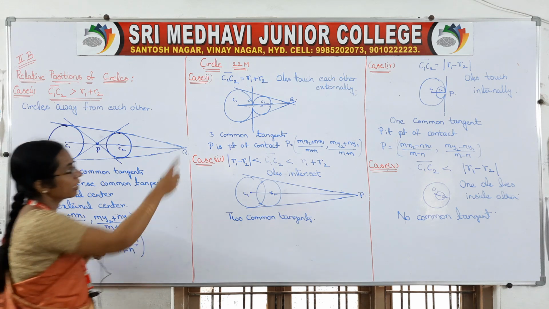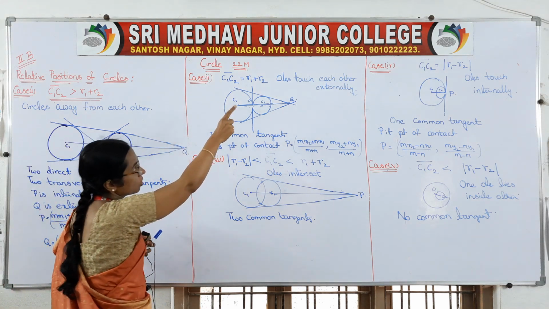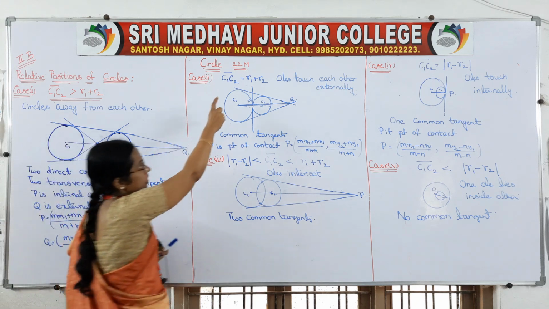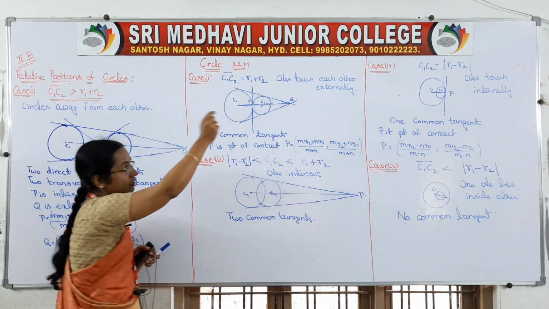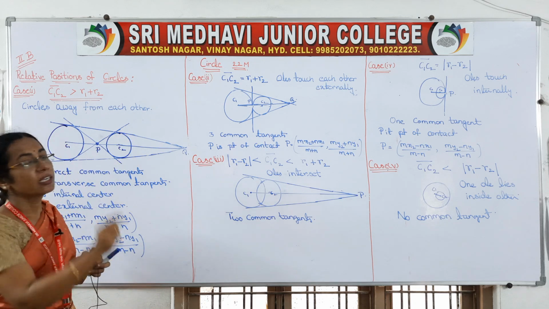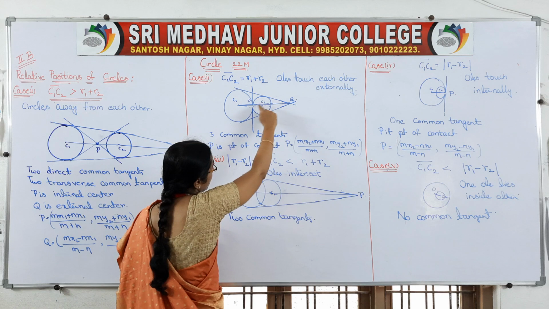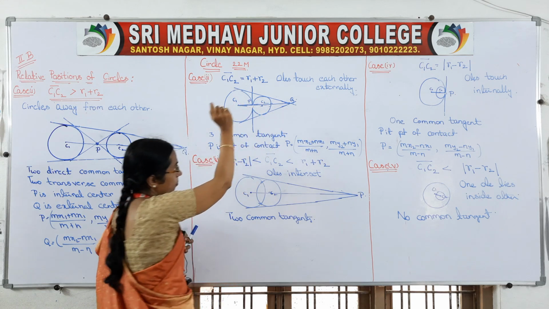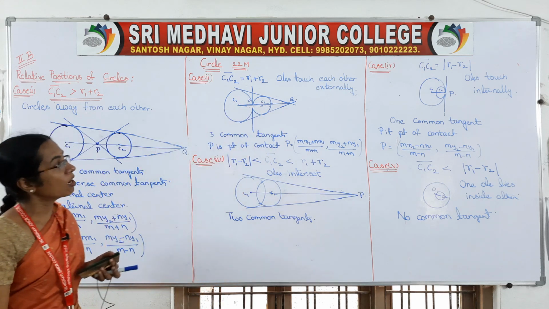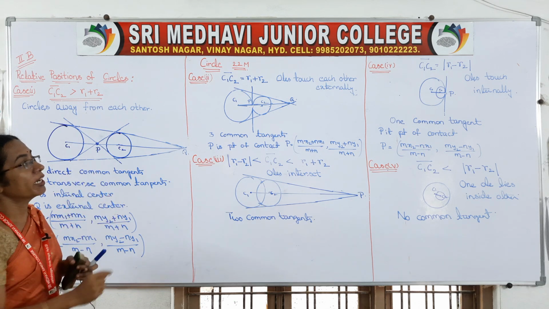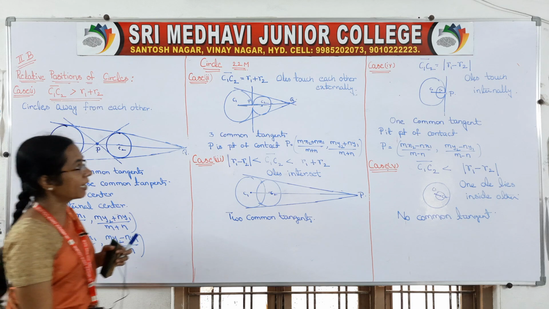Okay, so now come to case 2. C1C2 is equal to R1 plus R2. If we get this condition, then we can say that the circles touch each other externally. Outside they will touch, and where the 2 circles touch each other, that point is called the point of contact.